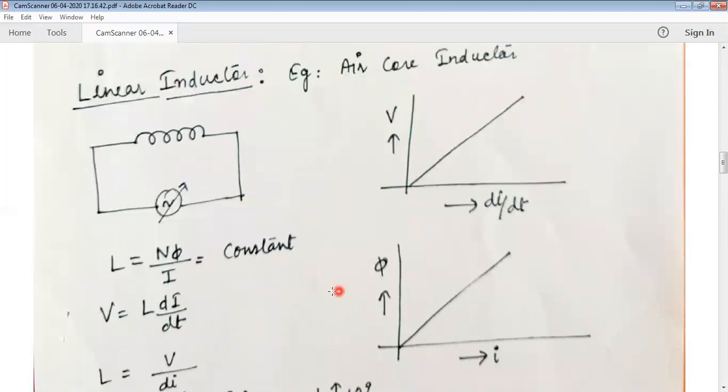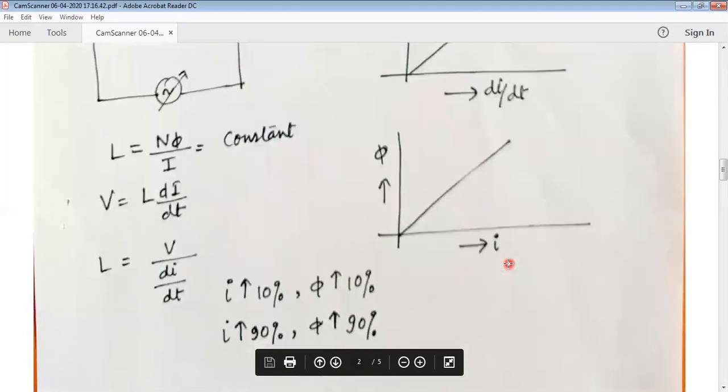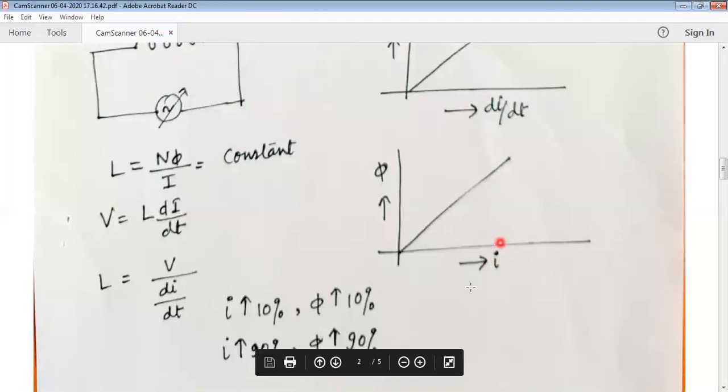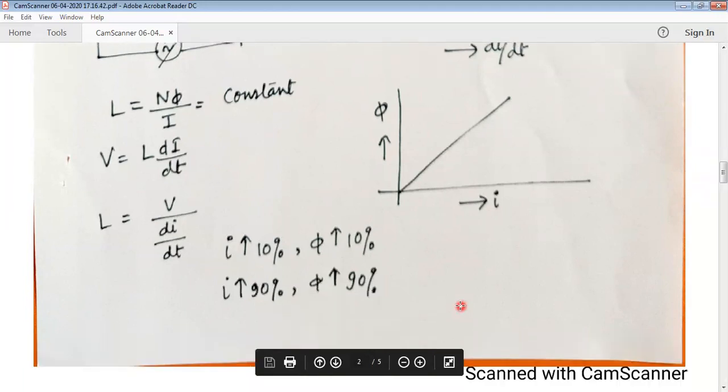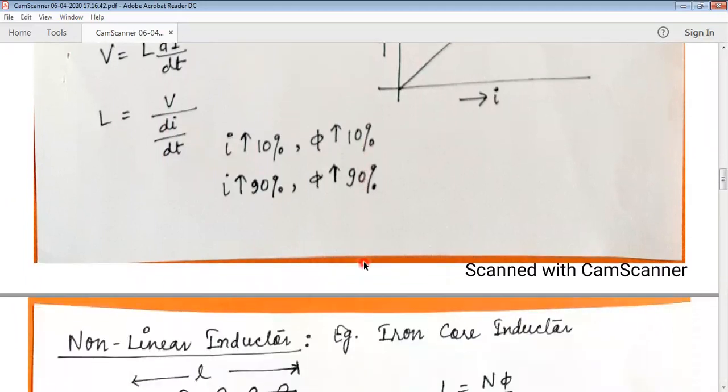Also phi is proportional to I. So L is constant, and from here you can write L equals V divided by di by dt. When you increase the current by 10%, the flux also increases by 10%. When you increase the current by 90%, the flux also increases in the same proportion. So the inductance is constant, the slope is always constant. This is called a linear inductance. Your inductance value does not depend on the current value and remains constant. So that is about the linear inductor.